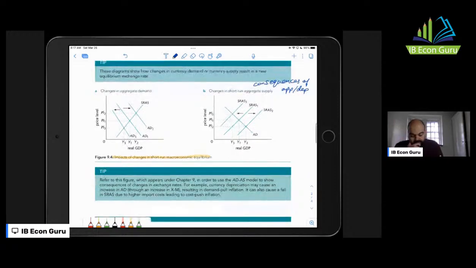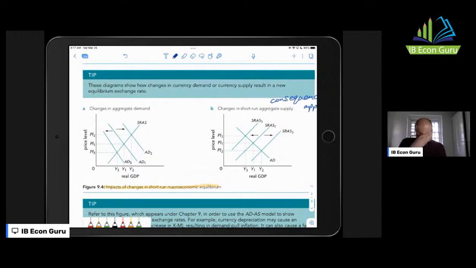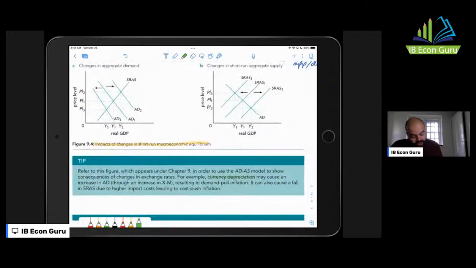This one's a little bit tricky because both of them can affect aggregate demand as well as aggregate supply. So I'm going to highlight a depreciation first. A currency depreciation may cause an increase in AD. Why? Because foreigners will demand more of your exports, so X increases, while local citizens will not be able to afford as many imports, so M decreases. So currency depreciation can cause an increase in AD, which results in demand pull inflation.